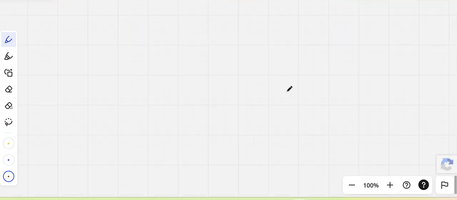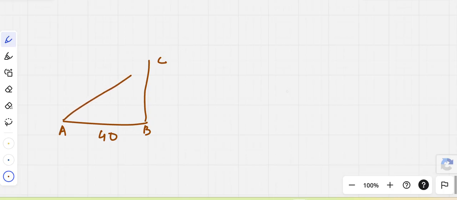From a point on the ground 40 meter away from the foot of a tower. This is the tower, 40 meter away from the foot of the tower. This is ABC. The angle of elevation at the top of the tower is 30. So I'm looking at the top of the tower. This is 30 degree.